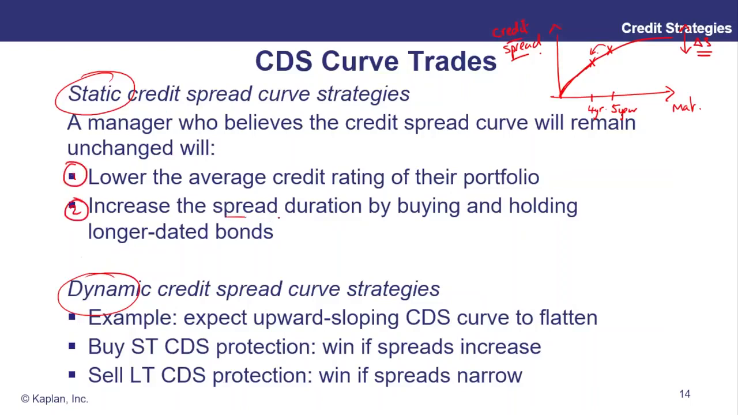You could increase the spread duration by buying and holding longer dated bonds. So really what you're saying is, I'm going to hold longer dated instruments, move out and collect higher credit spreads for longer spread durations. This is analogous to buying and holding under the yield curve. When you've got an upward sloping curve, you buy longer dated assets that are yielding more. In this case, you're buying longer dated credit risky assets or selling longer dated CDS contracts because you'll collect a higher credit spread, or a higher premium overall under the CDS because the curve is upward sloping.